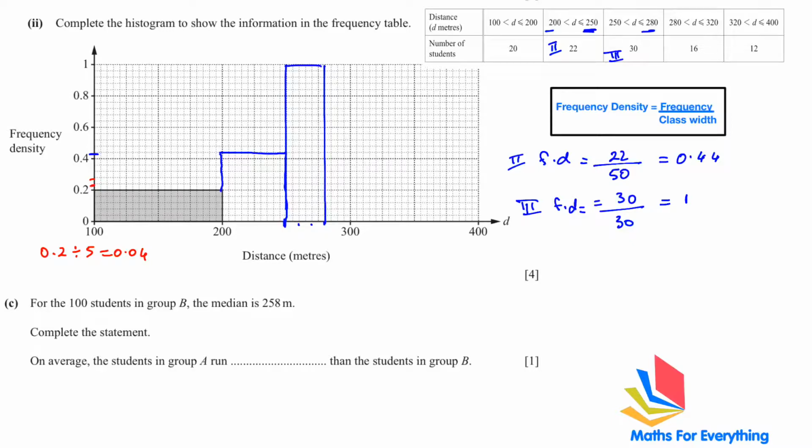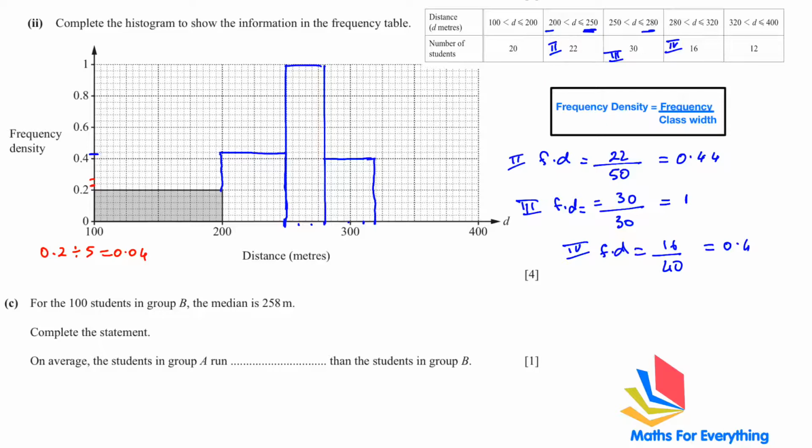Now to find the fourth one, we have frequency as 16 and the class width is 320 minus 280, which is 40. So 16 divided by 40 is 0.4. And where is 320? This is 300, 310, 320. 0.4 is here. So we completed our fourth bar.